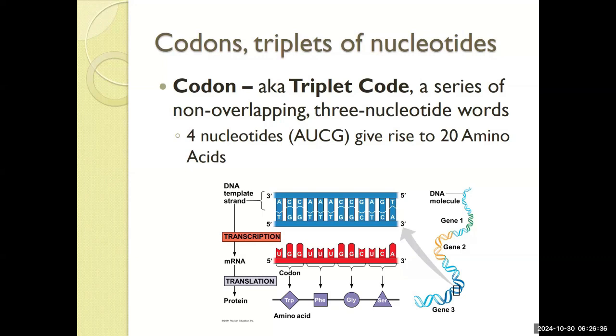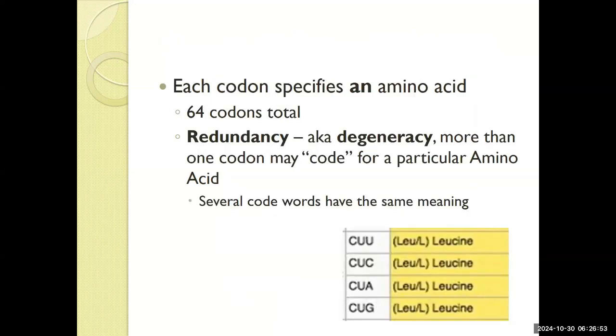And because we have 4 nucleotides, A, U, C, and G, in RNA, they give rise to 20 total amino acids, 20 essential amino acids that we absolutely must have to function properly. Each codon is specific. A codon will always code for a particular amino acid. CUU is always leucine. But there's something called redundancy here, also known as degeneracy.